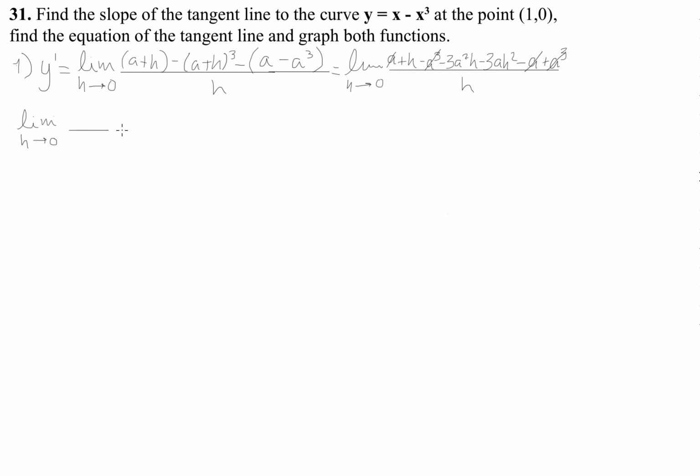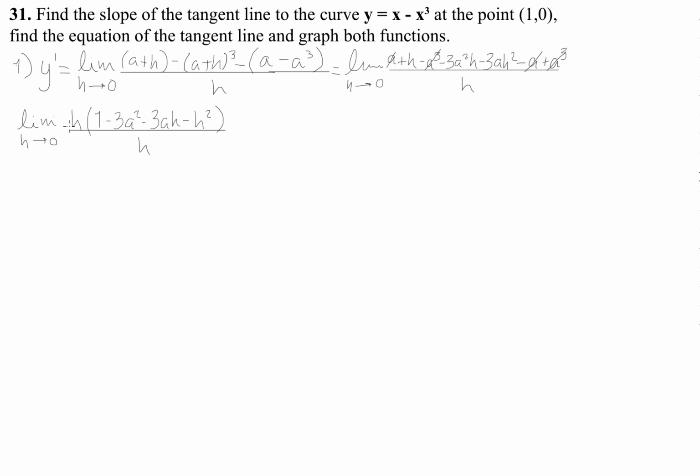Okay, so let me rewrite this again, and on the same step I'm going to factor out the h. So I'm going to rewrite and factor. I factor only one h. That's the only thing I can do. So I'm left with the number 1 here minus 3a squared minus 3ah minus h squared over h.